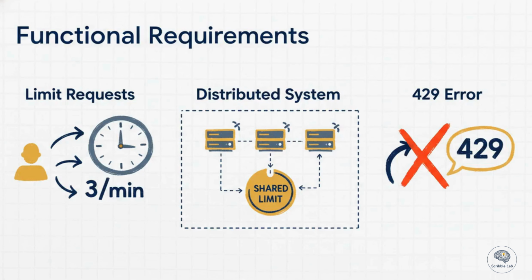Our functional requirements are pretty straightforward, but they're going to drive every single decision we make. First, we have to limit requests per user within a set time window. Simple enough. Second, and this is a big one, it has to work across a whole cluster of servers. The count has to be shared. And third, when someone hits their limit, we absolutely must send back that standard 429 error.